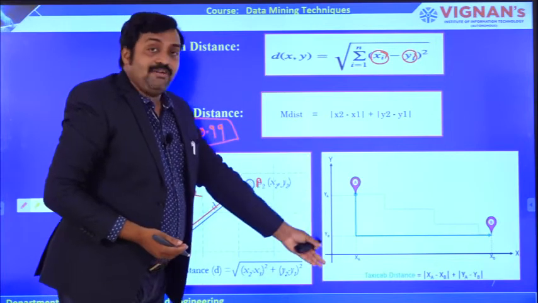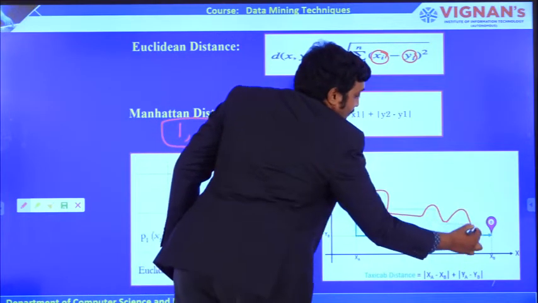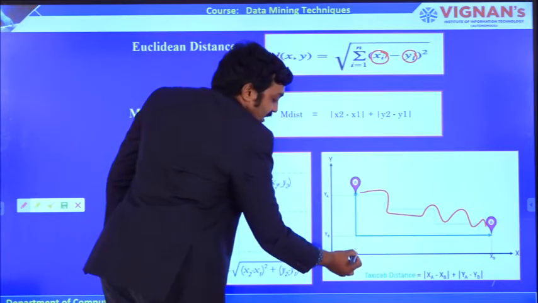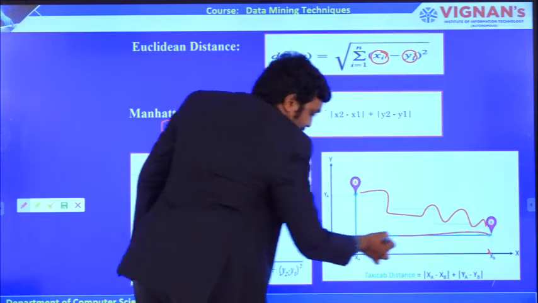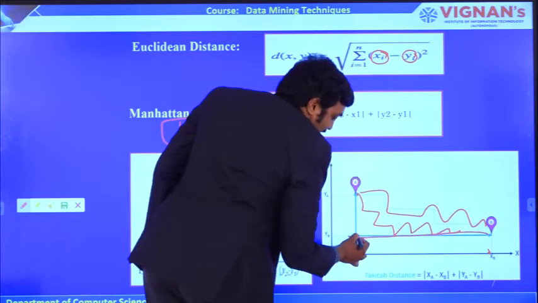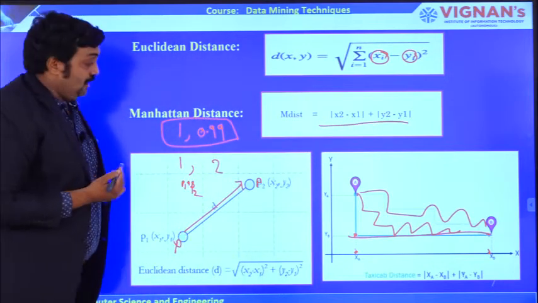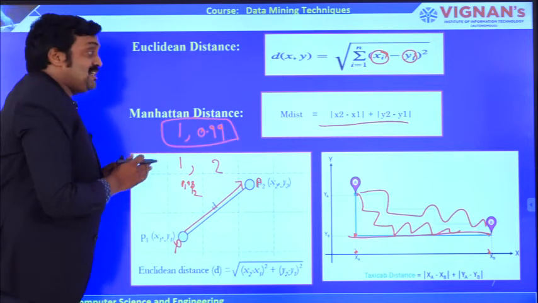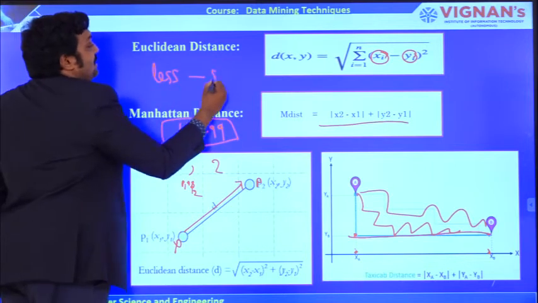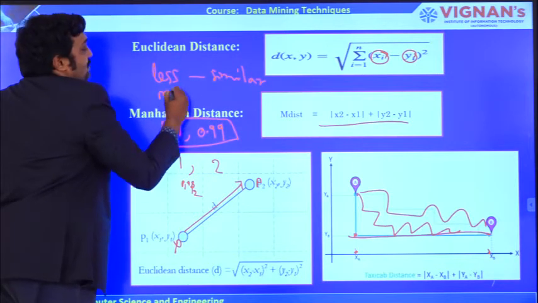Similarly, we regularly book taxis. How do they calculate the distance between different locations? With the Manhattan distance. From the starting point to the ending point, irrespective of the path we move along, they take a straight line and apply this formula to get the distance between the two values. Whenever the distance is less, we can say the objects are similar, or nearer. Whenever the distance is more, they are dissimilar.